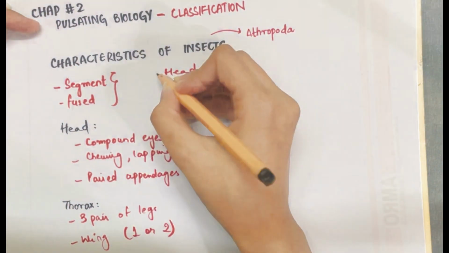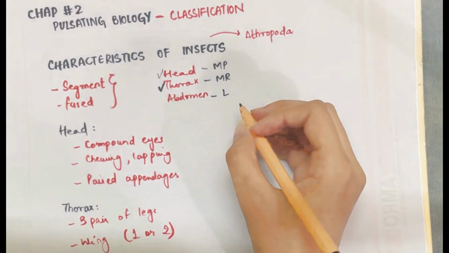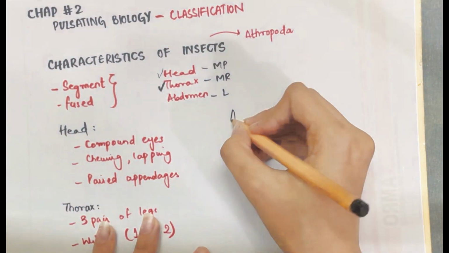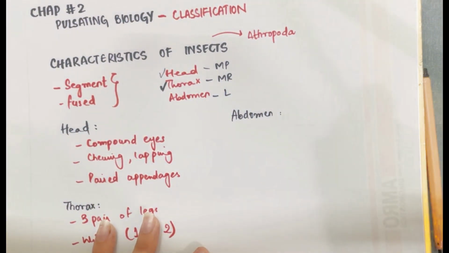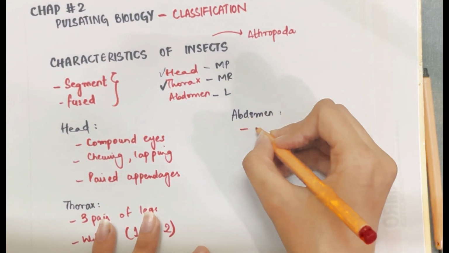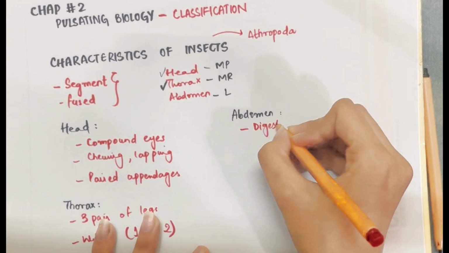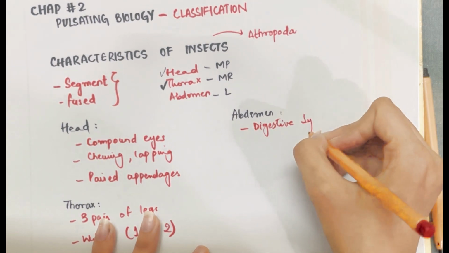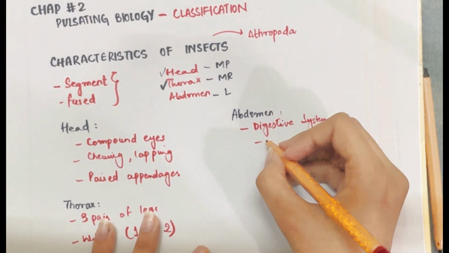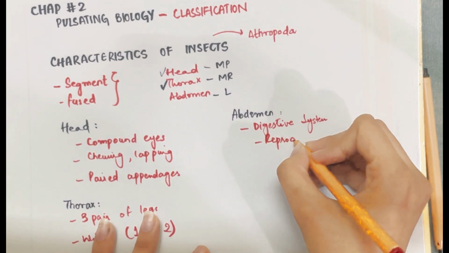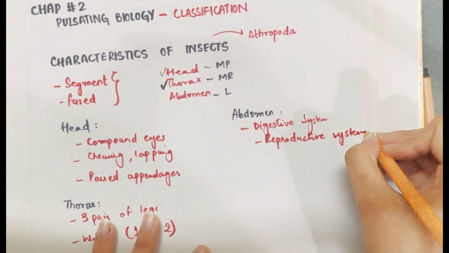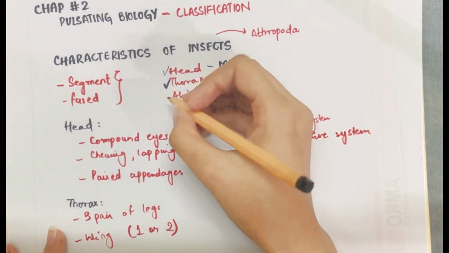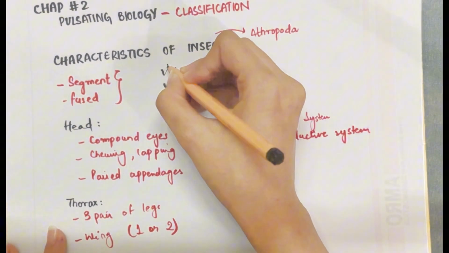Well, we have discussed the head, we have discussed the thorax. Let's come on to the abdomen. The abdomen does not consist of many features. It only consists of two major features: it contains the digestive system and the reproductive system. So these two structures are present in the abdomen. So we have the head, the thorax, and the abdomen.